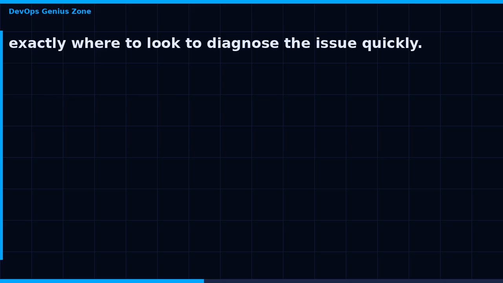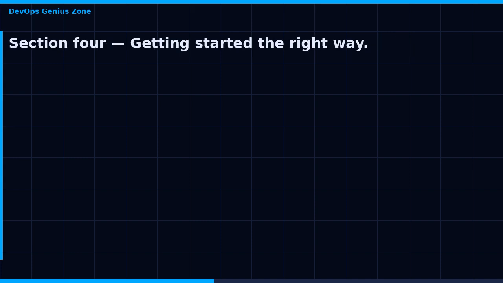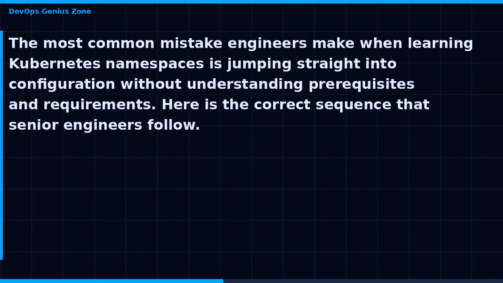First, understand the problem before touching any tooling. What exactly are you trying to solve? What does success look like? What are your constraints around security, cost, and performance? 5 minutes of requirements thinking prevents 5 hours of rework.